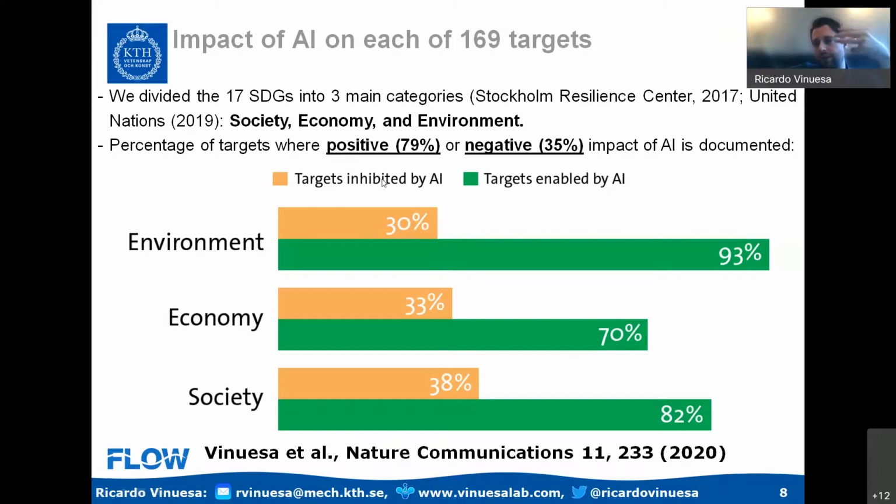When we look at the 3 categories that I mentioned before, the environment seems to be the one with the biggest positive impact. 93% of the targets can be positively affected by AI in the environment, whereas society seems to have a quite negative potential of AI, with 38% of the targets being negatively affected. So this is also something to keep in mind.